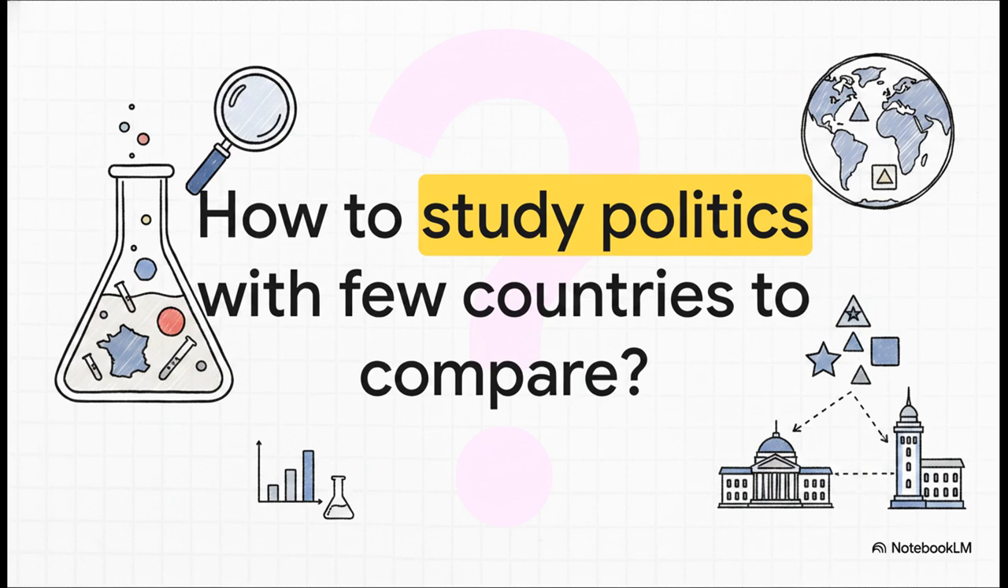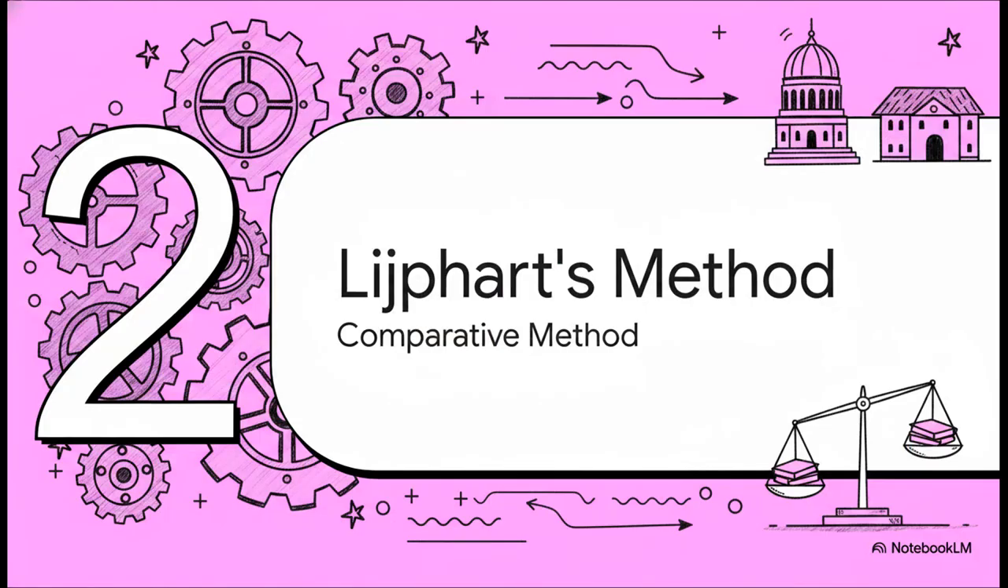We can't randomly assign a parliamentary system to one country and a presidential system to another just to see what happens, right? We have to study the real world. And the real world only gives us a limited number of sovereign states. So how on earth do we conduct rigorous scientific research when we only have a few empirical cases to actually look at? Which brings us to section 2, Lijphart's comparative method.